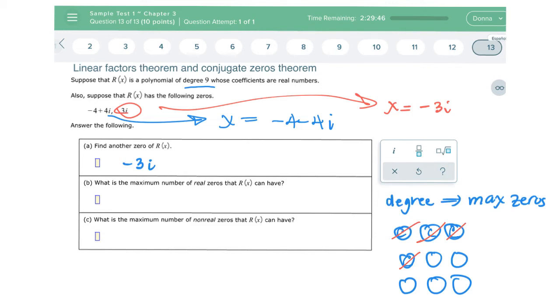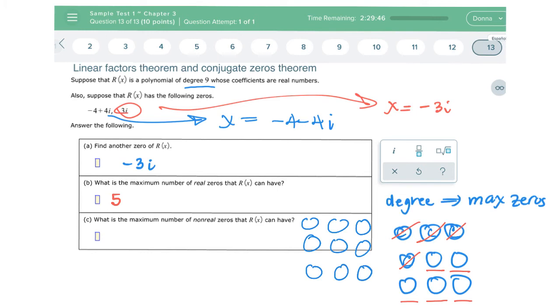So if they're going to be real, what I have left is I could have the first 2 in that second row, and then the 3 in the third row, which would give me 5. So the most that I can have is 5 real zeros. Then they ask, what's the maximum number of non-real zeros? So again, I'll construct that same diagram with my 9 zeros. So 1, 2, 3, 4, 5, 6, 7, 8, 9.